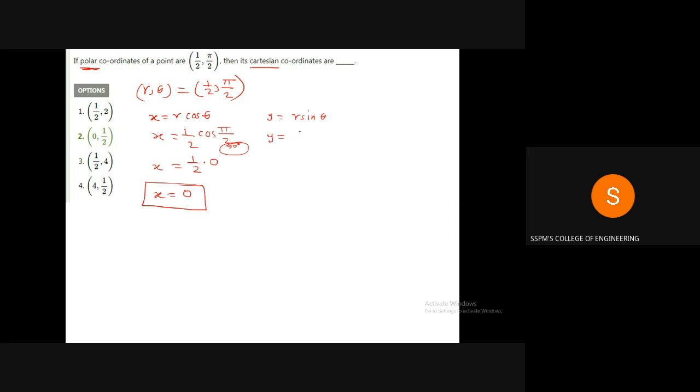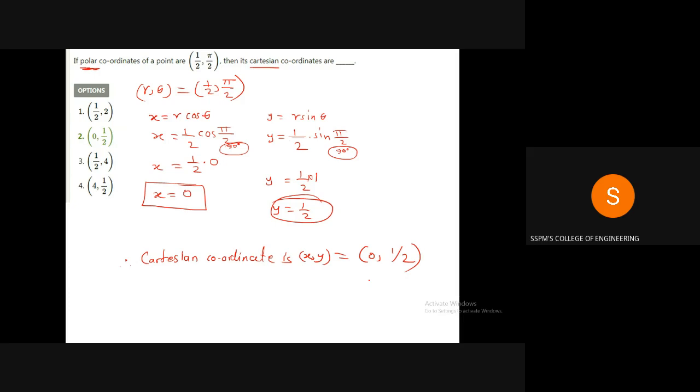And what is the value of y? Y is given by r equals half and theta equals pi by 2, so y equals half into sin pi by 2, that is sin 90 degrees. The value of sin pi by 2 is 1. So y is equal to half. Therefore the Cartesian coordinate, (x, y), is (0, 1/2) for the given point.